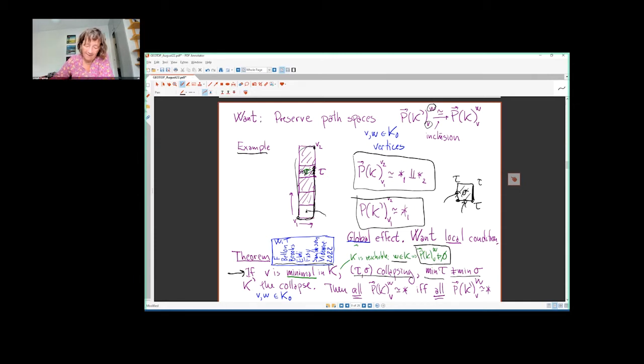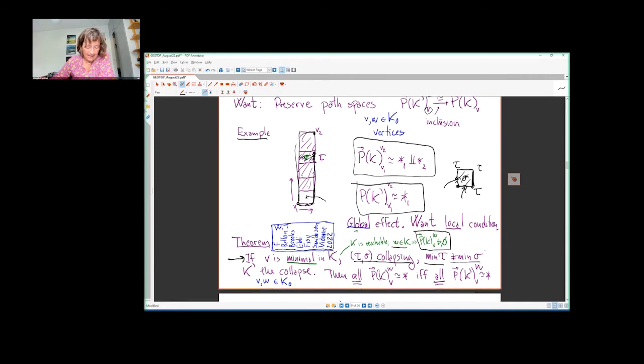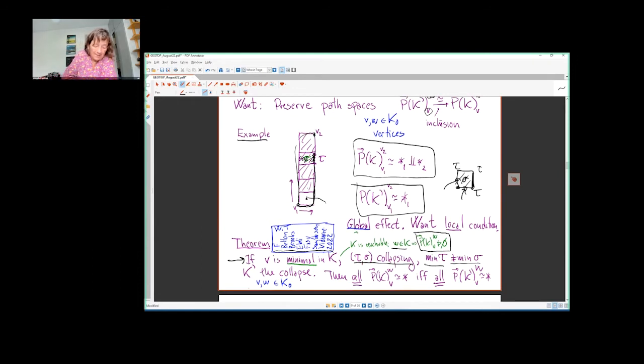With that, and K prime is then what I get after collapsing, the following holds. All path spaces from V, my minimum, to whatever, if they are all trivial before I collapse, then they're all trivial after I collapse, and vice versa. So what I'm saying here is that collapsing preserves triviality. And again, remember, it's not easy, so that's why the theorem maybe is not that impressive.